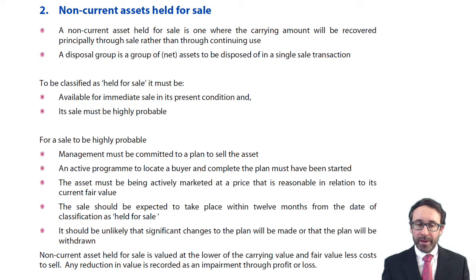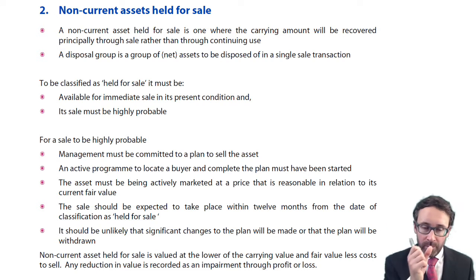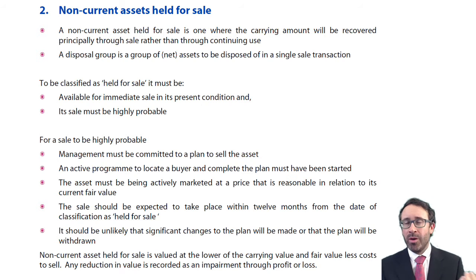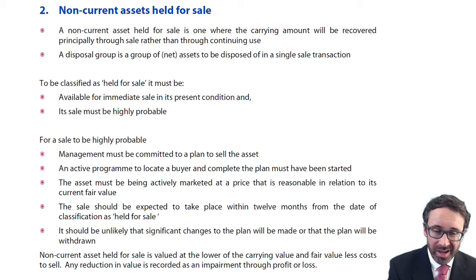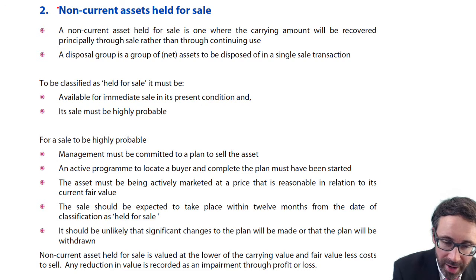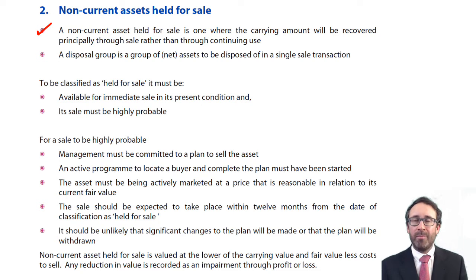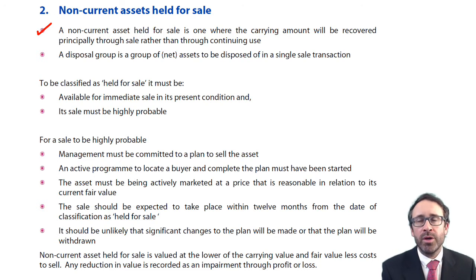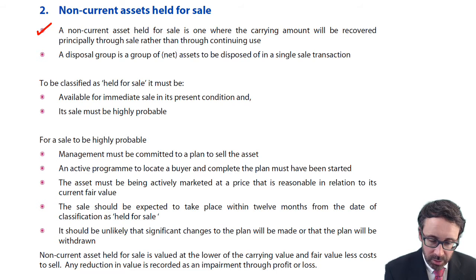If you have a look at the notes, the first bullet points talk about what a non-current asset held for sale is. I think we've effectively covered that already. We are using this asset in the business, but we've decided to sell it. So we're no longer using it, and we're not going to generate profits from using it over more than a year. So it should no longer be classified as non-current. It should therefore be current.